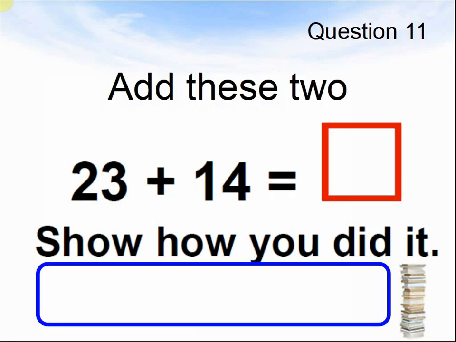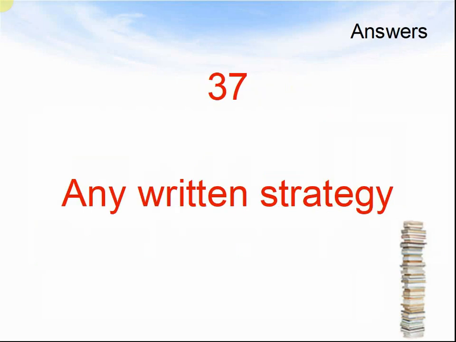Question 11. Add these: 23 plus 14 equals what? Show how you did it. Pause the video until you are ready for the answers. Here come the answers. The answer is 37, and you get a point for any written strategy. Let's look at the next question.